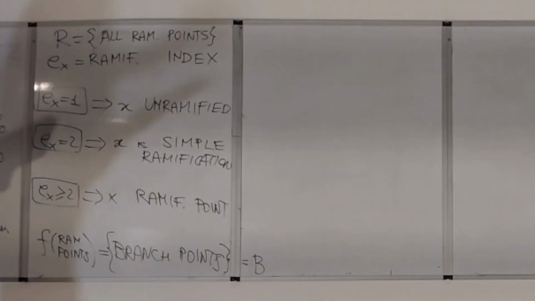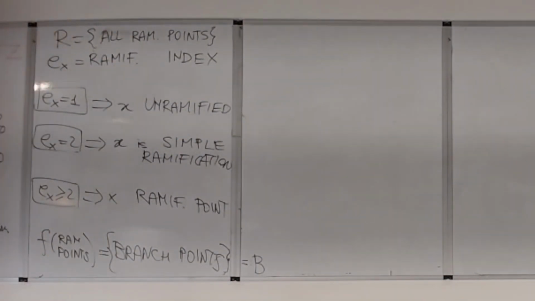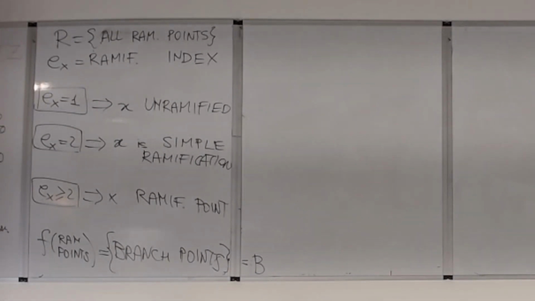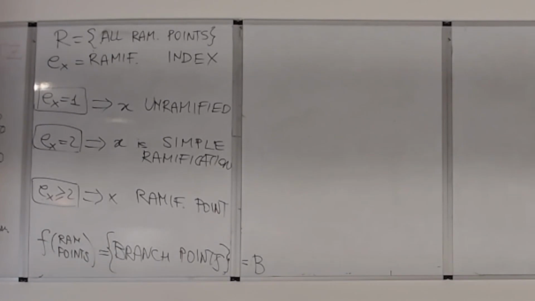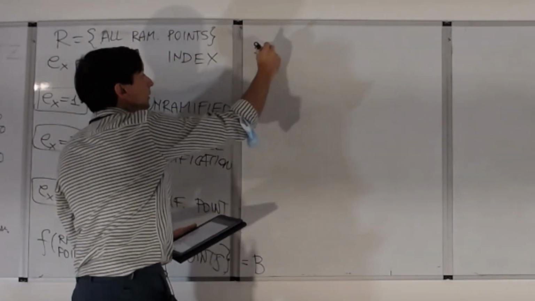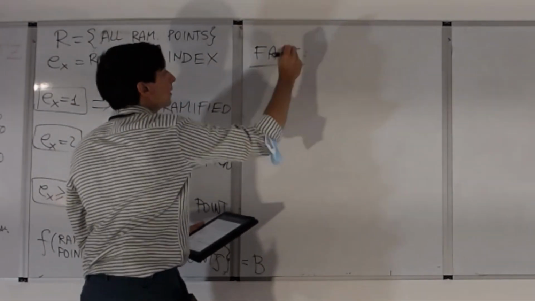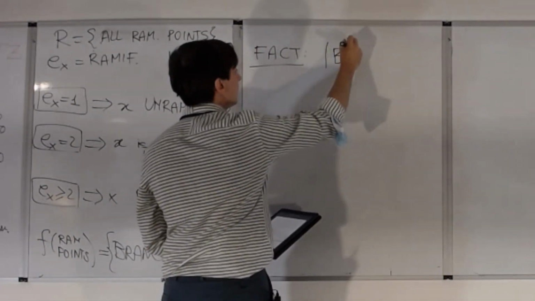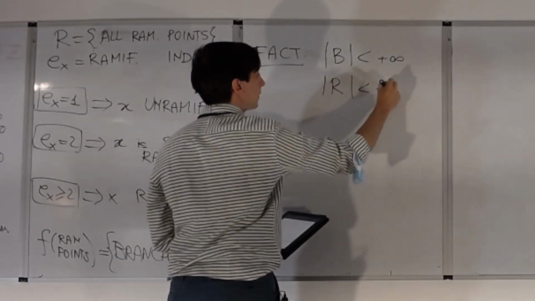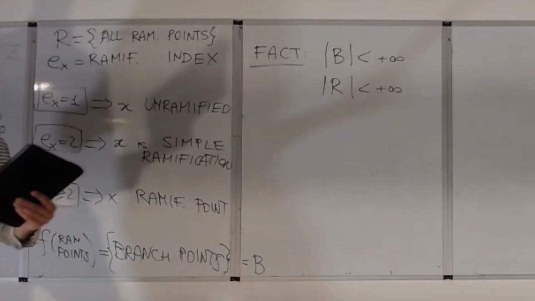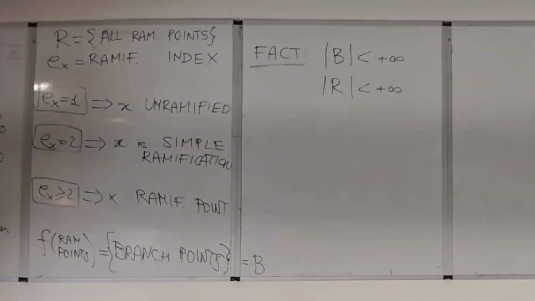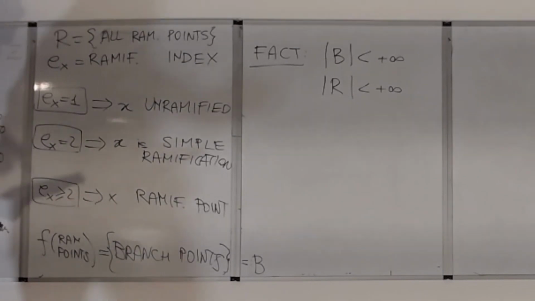I think you probably all heard this at some point, but maybe it's not exactly what you do. So there is a fact, that the cardinality of B is finite, and the cardinality of R is finite, because we're dealing with holomorphic maps. So we are happy, because now we can list them.